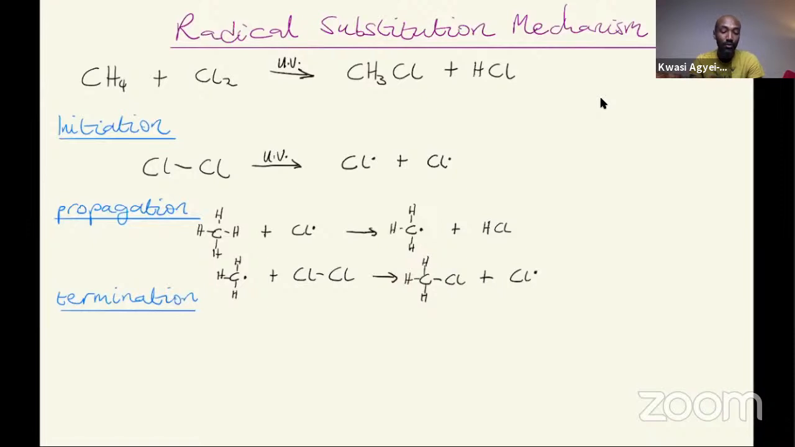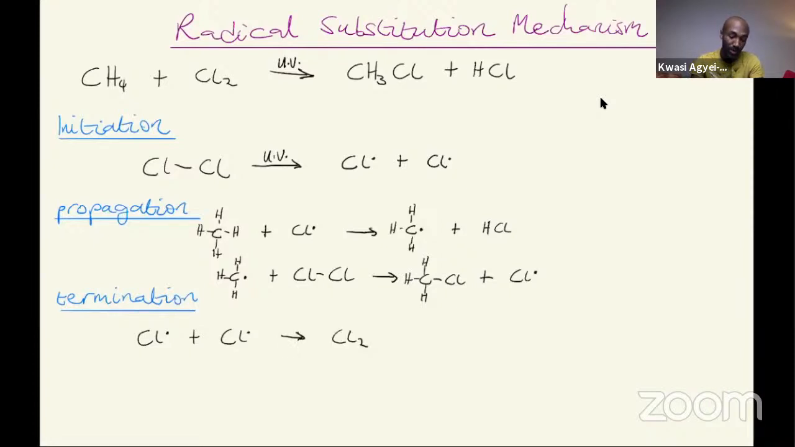Now, there are a number of termination steps that you can write. We'll write all three of them for this particular reaction. You can have a termination step that involves two radicals coming together, two radical species coming together and forming a bond between them. So you can have the obvious termination step where your chlorine radicals reform chlorine molecules. So Cl2 is formed from Cl dot plus Cl dot.